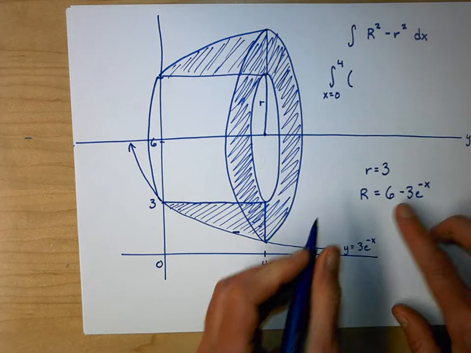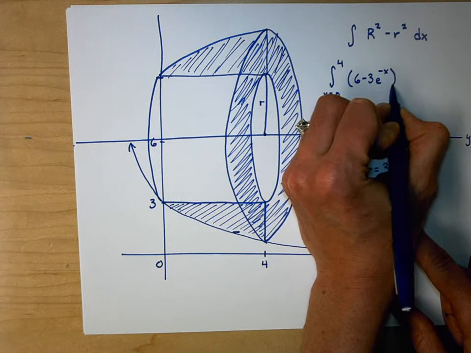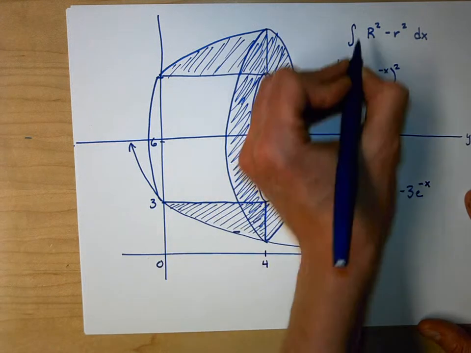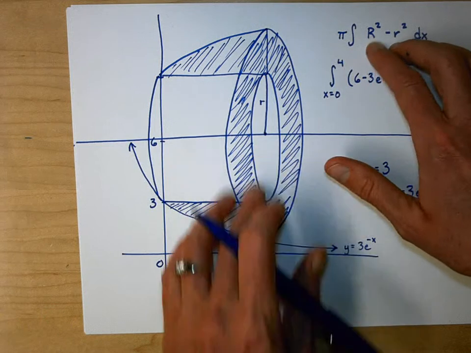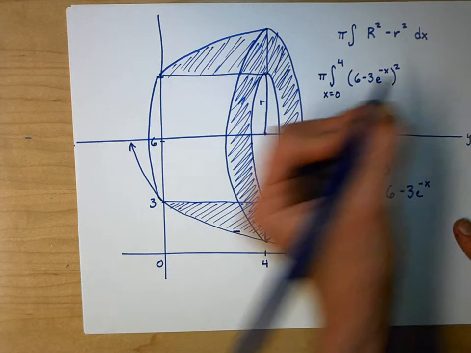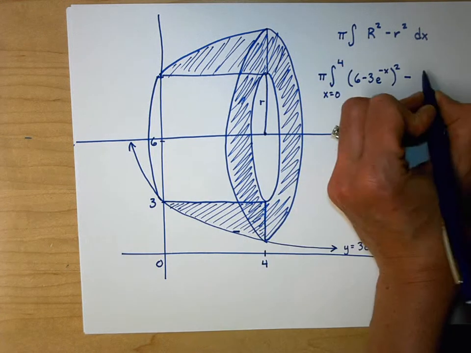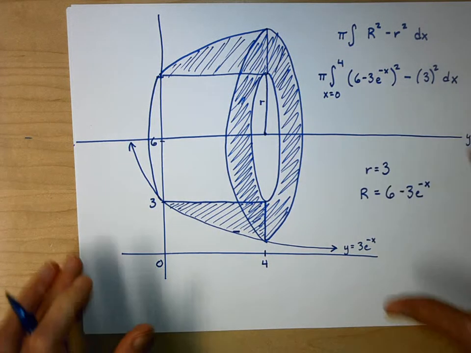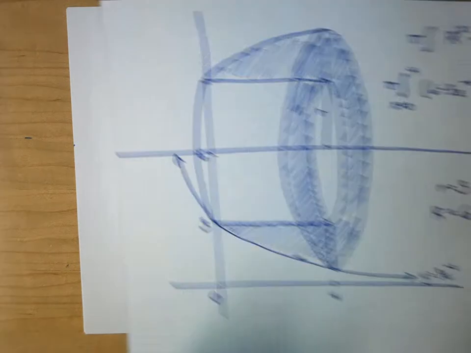My big R squared is given by 6 minus 3e to the negative x, all squared. And my little r squared, oh, pi. Sorry, this is something that is important to not forget. It's the area of a circle. It's not just r squared, it's pi r squared. My apologies, guys. So this was our big radius, and that's why it's first, and I'm going to subtract out the smaller radius, which is just 3 squared. So that was the hard part, setting up the integral. And if you'd like, you can pause. Otherwise, let's go ahead and compute this integral.